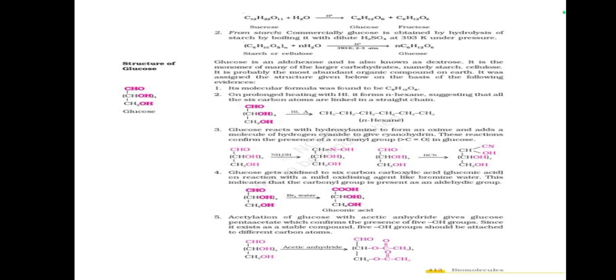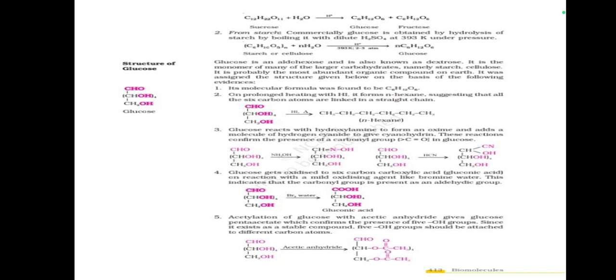From starch, glucose is commercially obtained by hydrolysis of starch by boiling it with dilute H2SO4 at 393 Kelvin under pressure. Structure of glucose. Glucose is an alcohol and is also known as dextrose. It is the monomer of many of the larger carbohydrates, namely starch and cellulose. It is probably the most abundant organic compound on Earth.